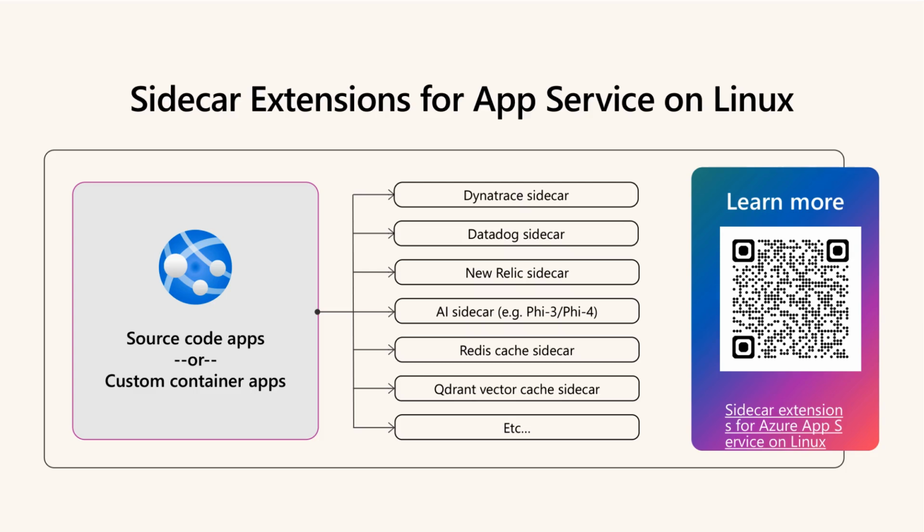Deploying a sidecar extension is straightforward. You point to any container in your registry, add environment variables to share settings with the main app, and deploy. The sidecar runs alongside your app container, sharing networks and namespaces for seamless communication without extra complexity. This flexible architecture simplifies adding new capabilities without disrupting your app.